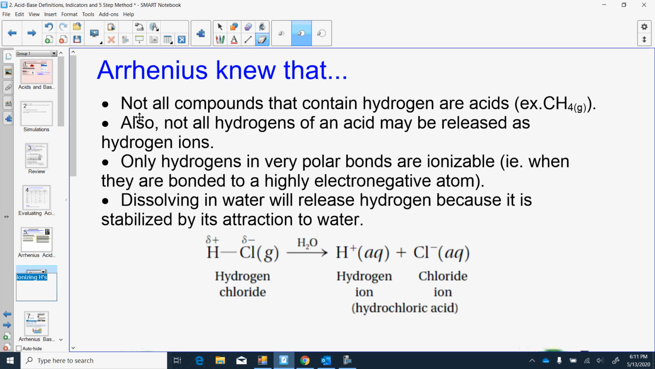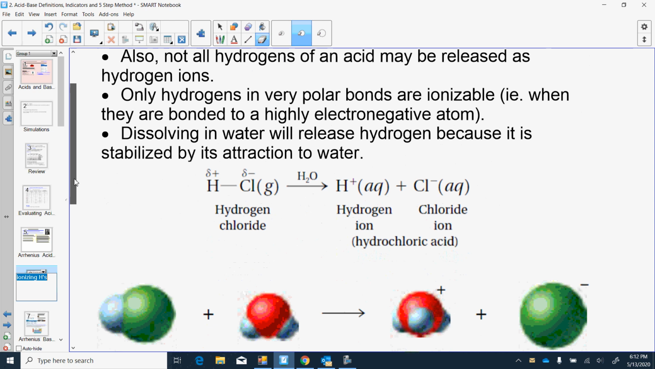So Arrhenius knew that not all compounds that contain hydrogen are acids. For example, CH4, methane. Methane has four hydrogens, but they do not turn blue litmus red, so they are not acids. Not all hydrogens of an acid may be released. So let's take a closer look.